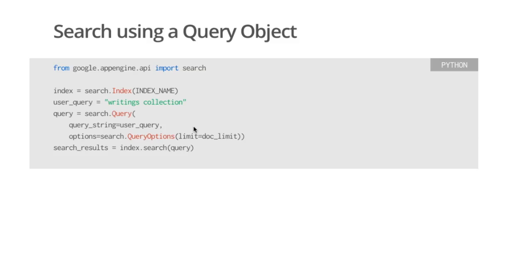A search query object gives you more control over your query options than does just a query string. Here we first construct a query options object. Its argument specifies that the query should return a limited number of results. Then we construct the query object using the query string and the query options object. We then pass the query object into the search method.